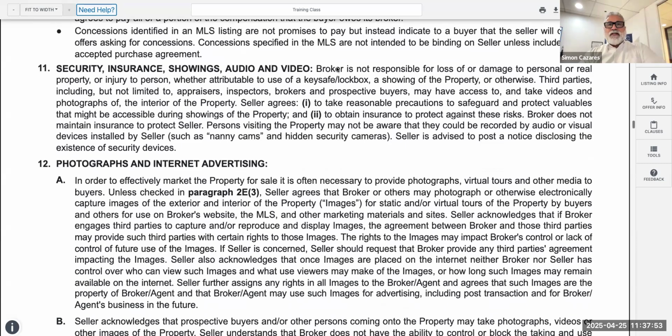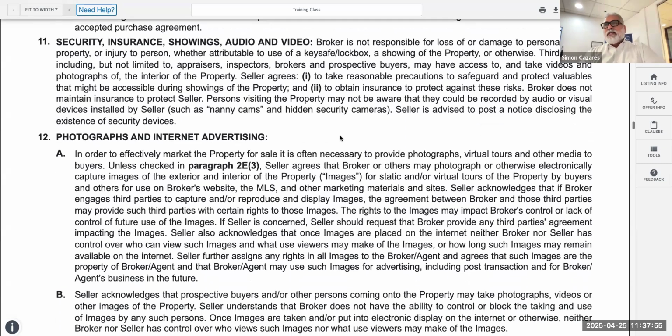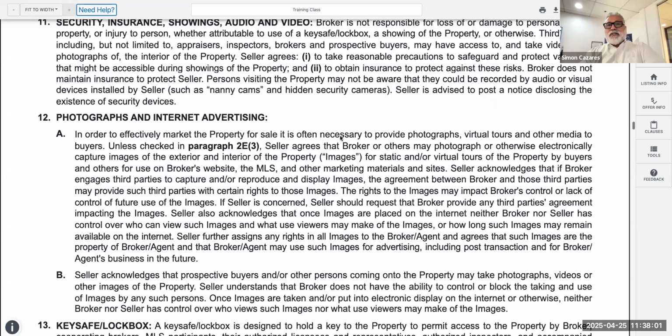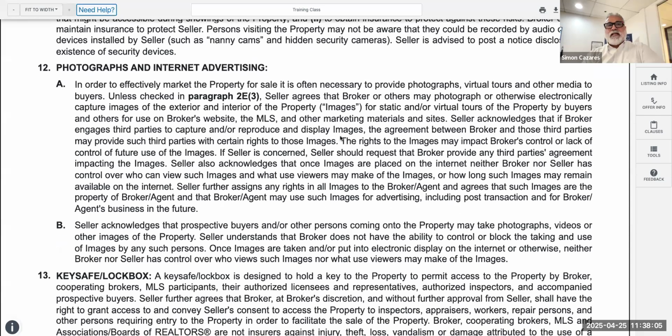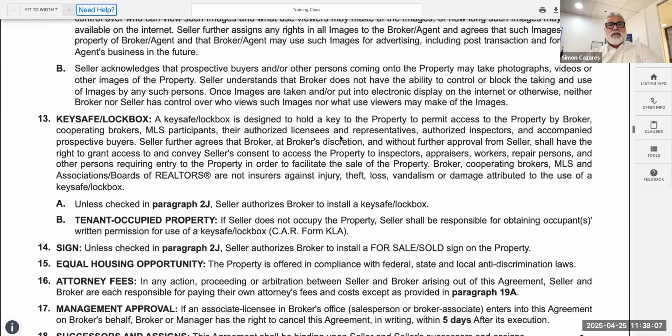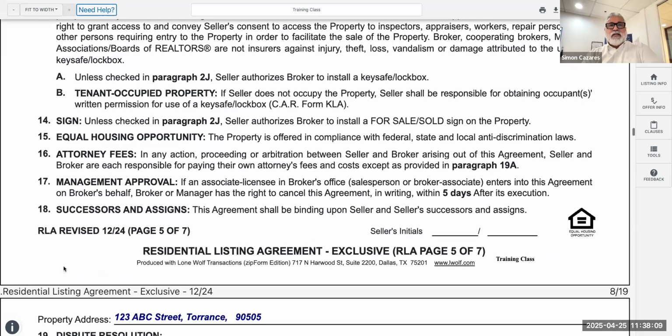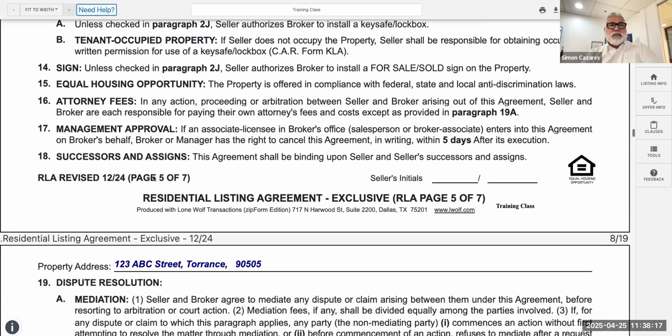Security insurance, showings and audios: it's just a disclaimer. With technology now, people have surveillance cameras, so it's just a safeguard, beware to the buyers. Then promotions and advertisements, photography and all that, lock boxes, signs, and then equal housing opportunities. We don't discriminate, and we follow all anti-discrimination laws.